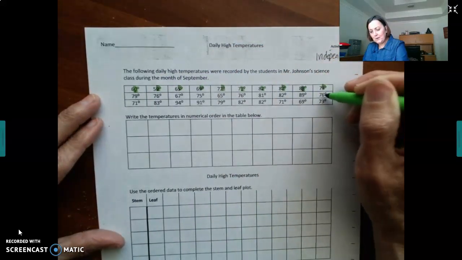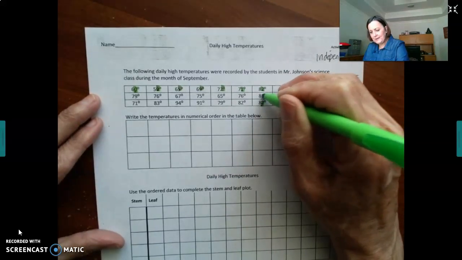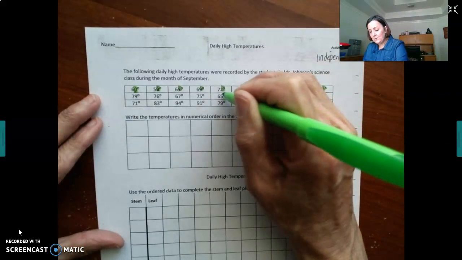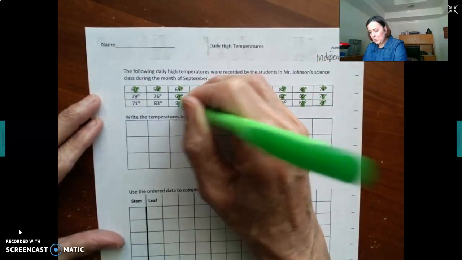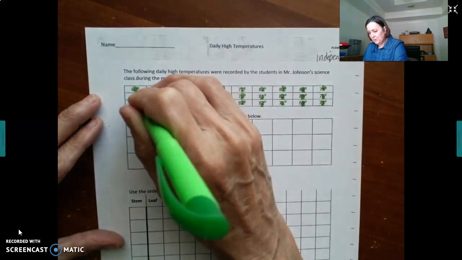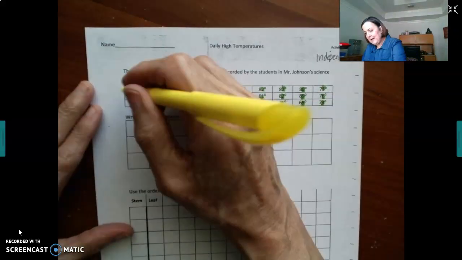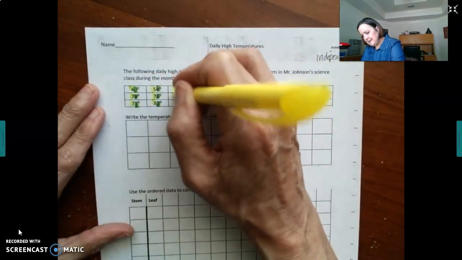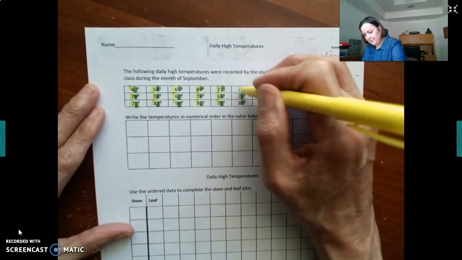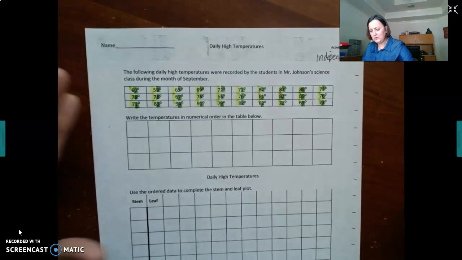And my leaf is always going to be the smallest place value of the number, whether it's a decimal, a fraction, or a whole number. And in this case, we only have 2 digits, so it's the ones place. And so I'm going to highlight my stems in yellow so that they stand out. And I'll do that more than once, just to show you guys.